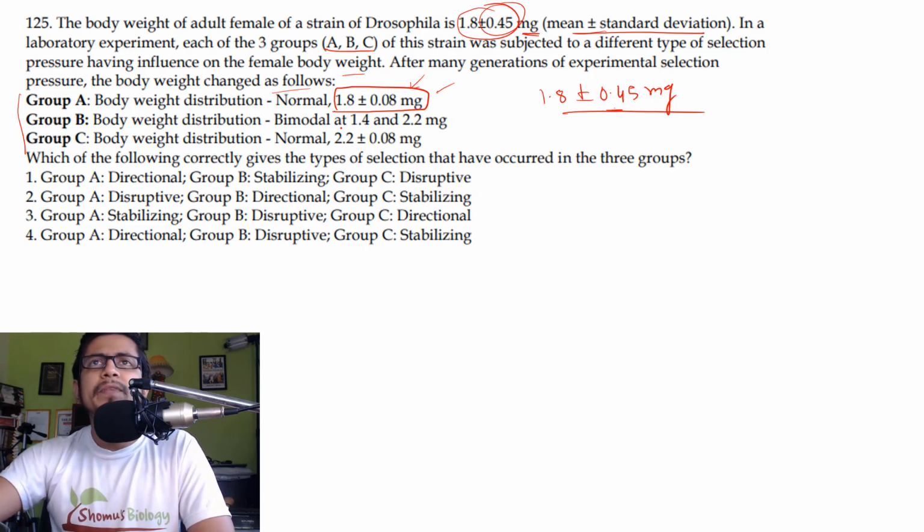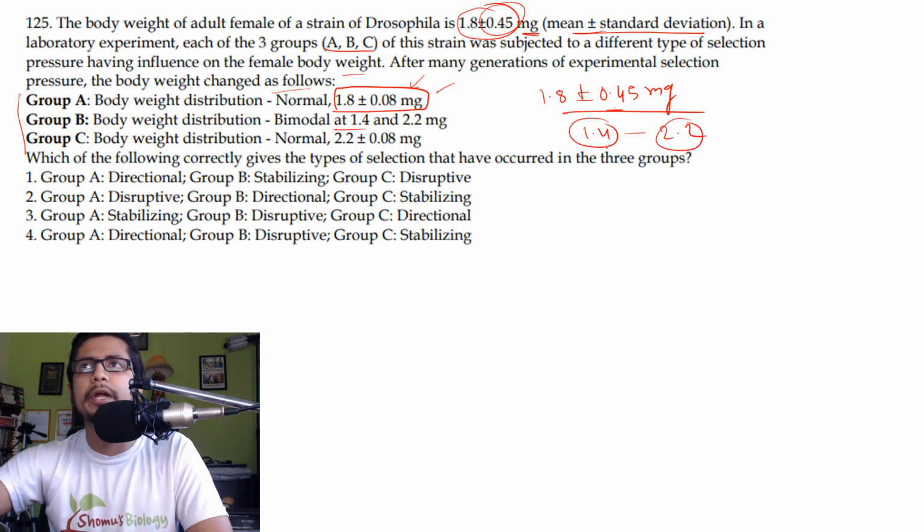Now in the second one, you see the weight became 1.4 and 2.2. So few are with 1.4, few are with 2.2.